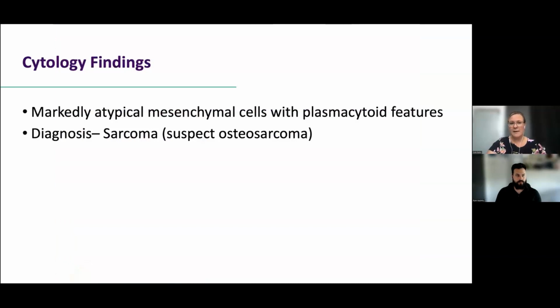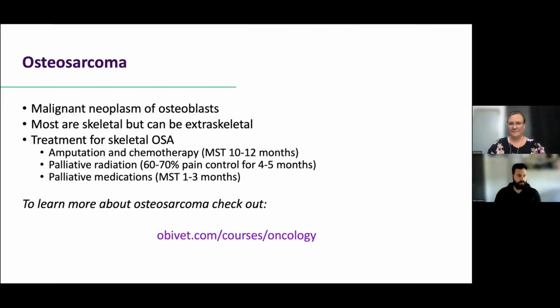We've got a markedly atypical mesenchymal population with those subtle plasmacytoid features. We can make a confident diagnosis of sarcoma on cytology, and then we can say we strongly suspect this is osteosarcoma. The reason I don't say 100% is just because there are some overlapping features cytologically between different sarcoma types. So we really want to get histopath to confirm that, or there's some special stains you can perform as well.